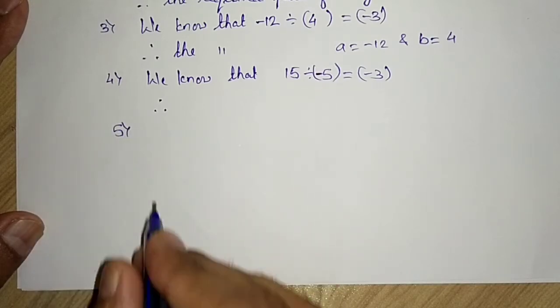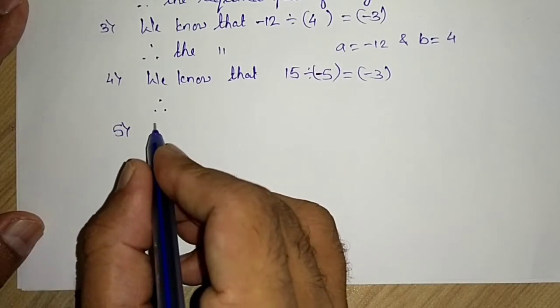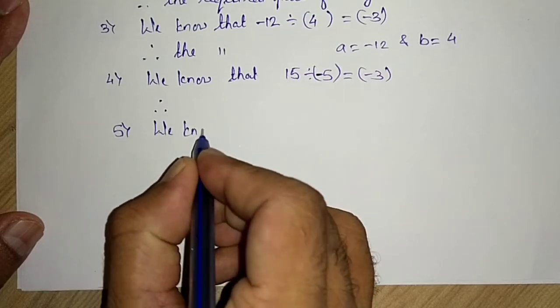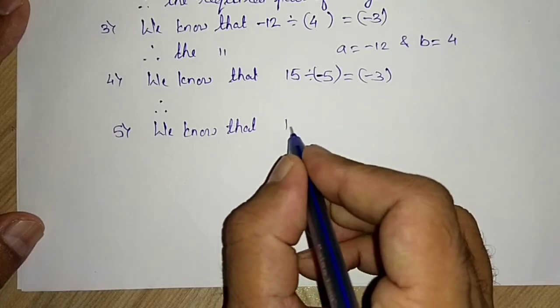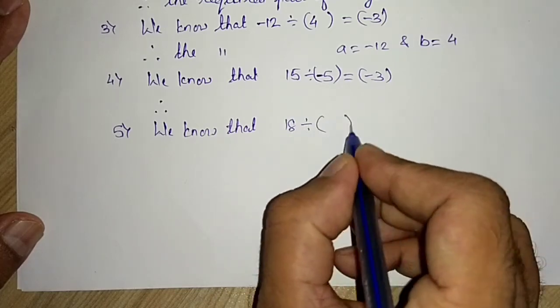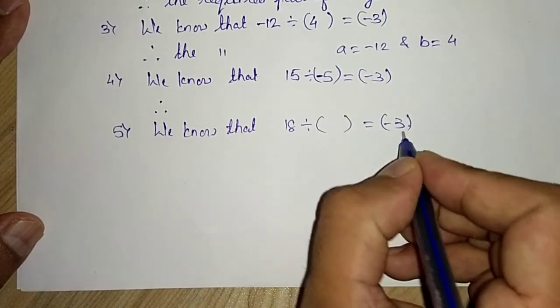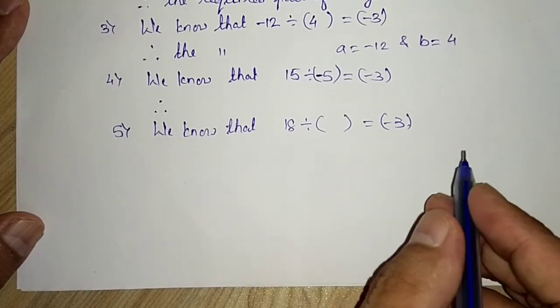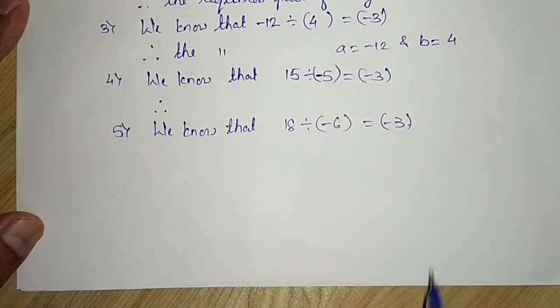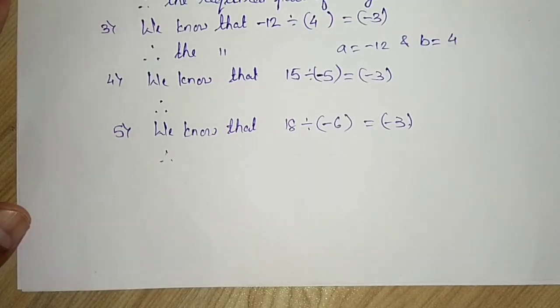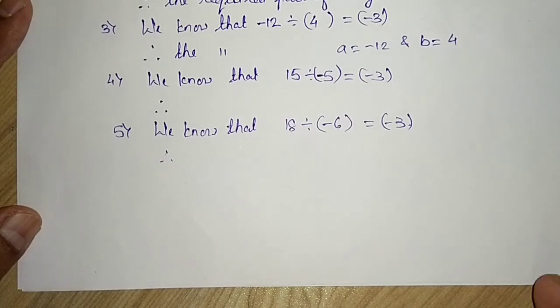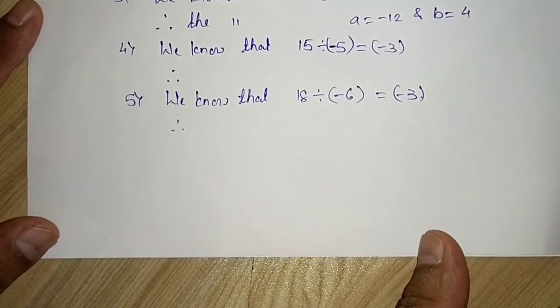And the last part, that is the 5th pair. We know that 18 divided by some number will give me minus 3, and in 3's table 3 6's are 18, we know very well. So I will take minus 6 as the answer, and therefore the required pair of integers is a is equal to 18, b is equal to minus 6.